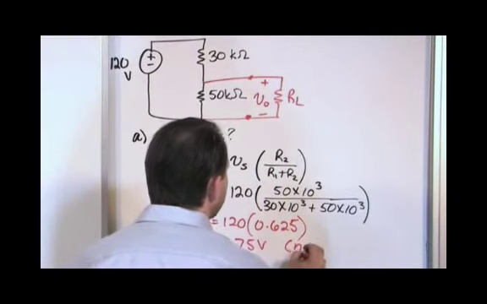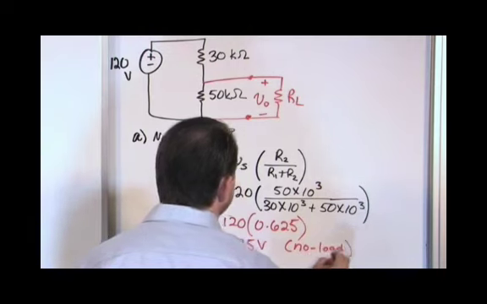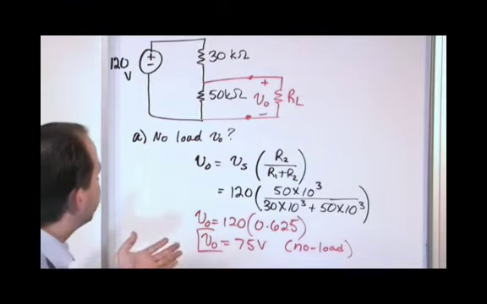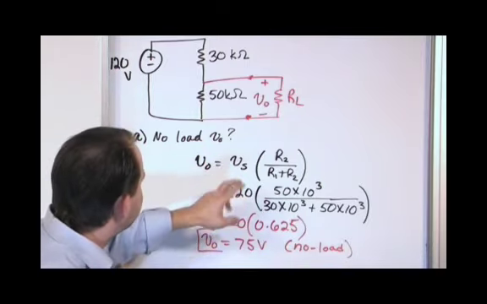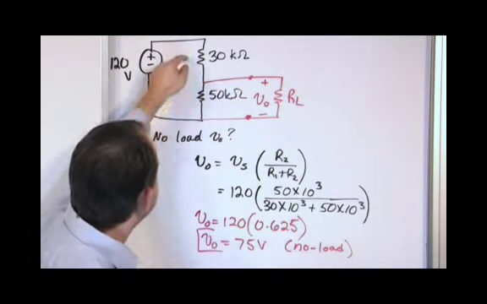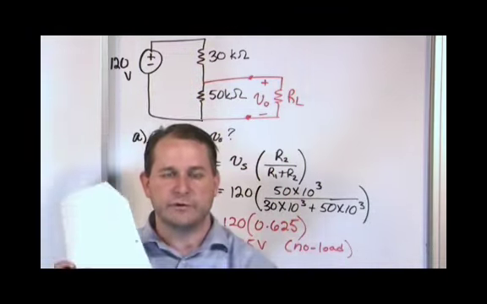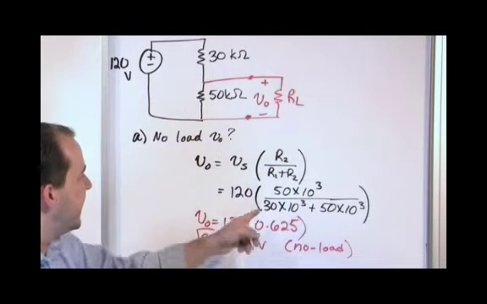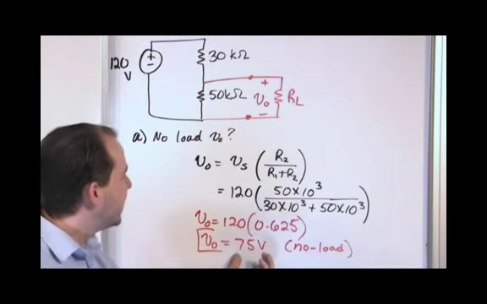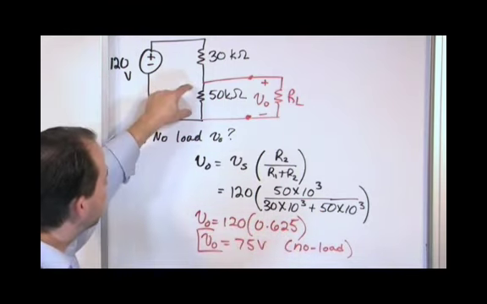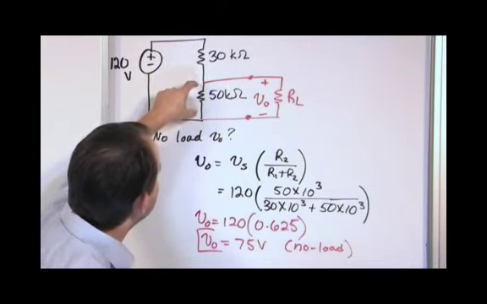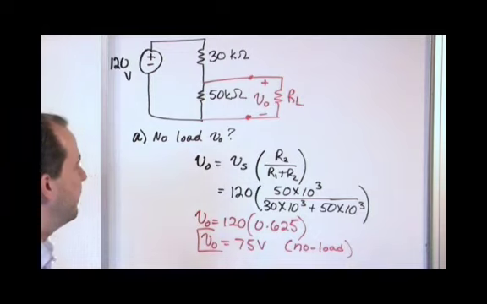And I'm going to put no load. So this is what we call a no-load voltage. All you do is you have the source voltage multiplied by the resistor value we're tapping off of divided by the sum of the two resistors. It's splitting the voltage up proportionally. It's 0.625, so I'm getting a little bit over half of the voltage falling across this. That makes sense. 50 is bigger than 30 by just a little bit, so just a little bit more than half of the voltage should be across this resistor.